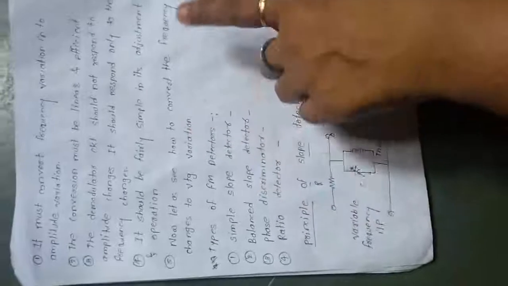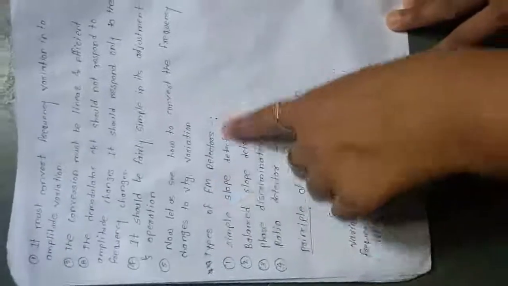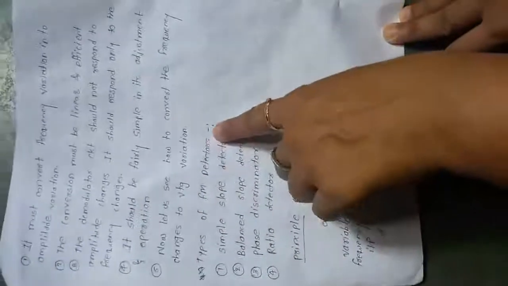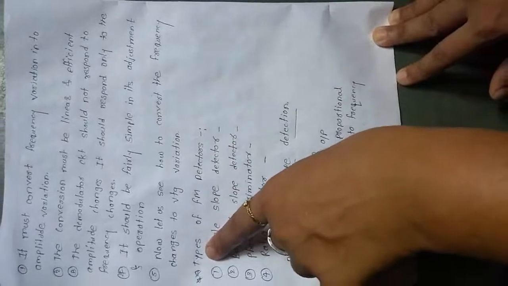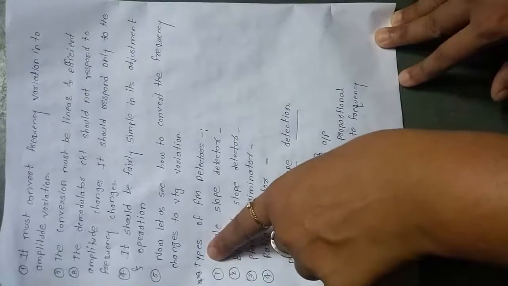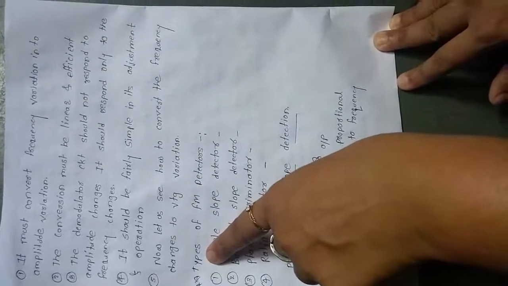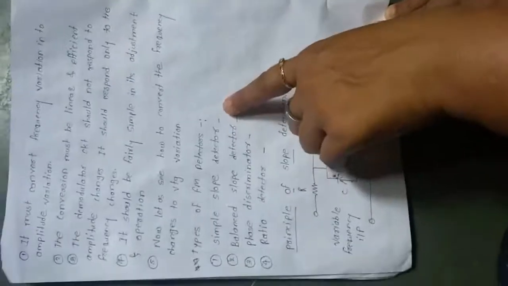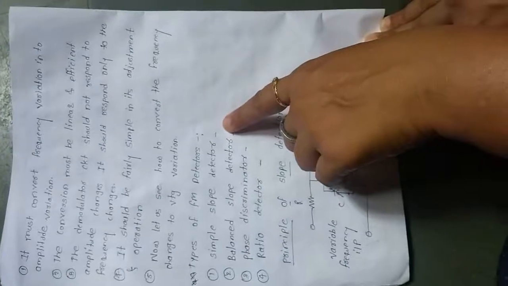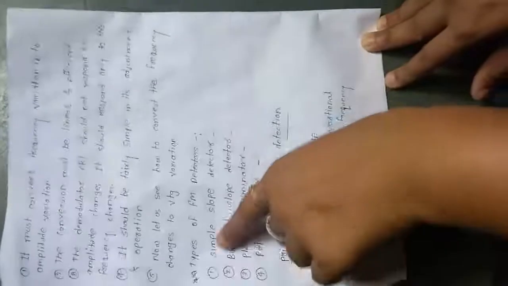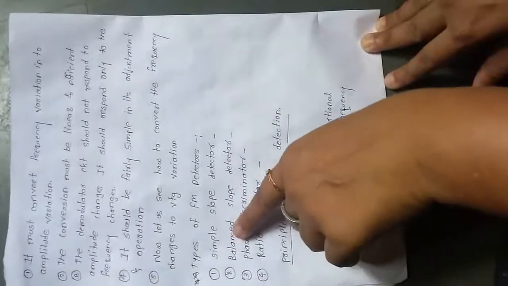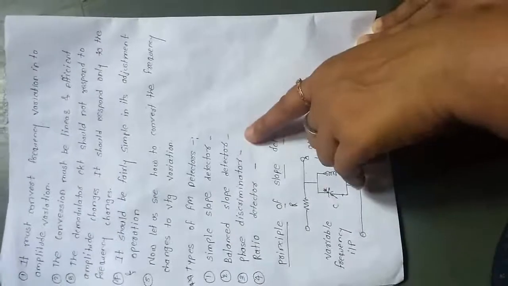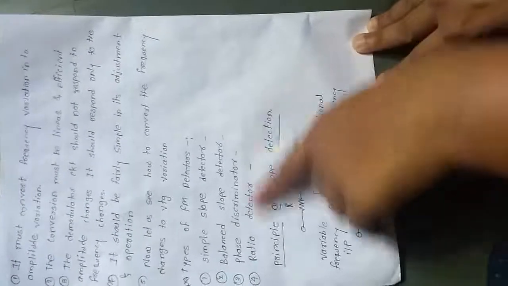This is done by using a number of types of detectors involved in FM detection. Like the AM detector, for which two types of demodulators are in your syllabus, the envelope detector and the practical diode detector, similarly for the FM detector there are four types of detectors in your syllabus. First is the simple slope detector, second is the balanced slope detector, third is the phase shift discriminator, and fourth is the ratio detector.